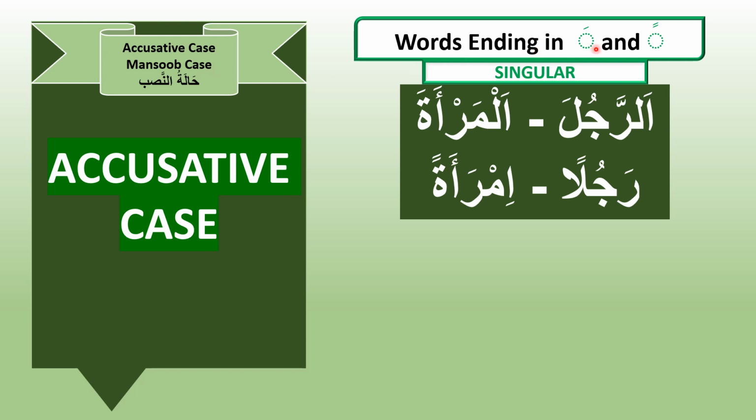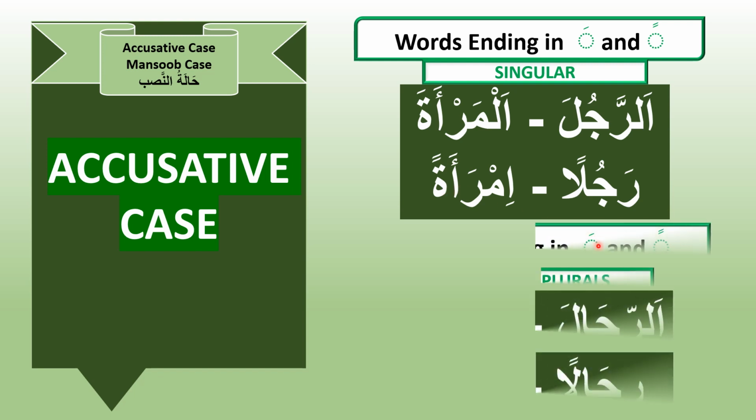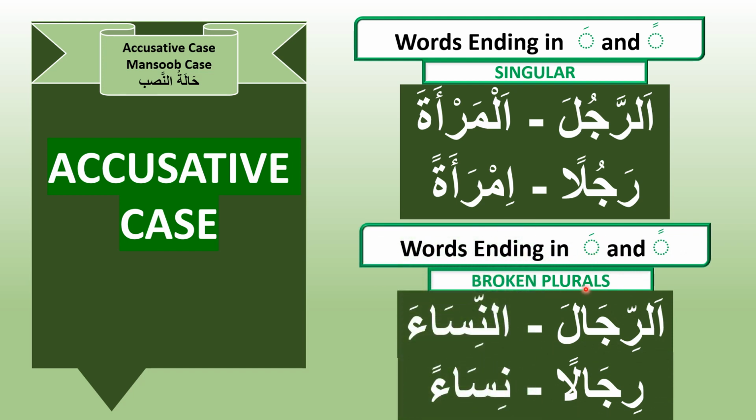Words ending in a or an will be in the accusative case, and this will apply to all singular words like ar-rajula, al-mar'ata in the ma'rifa form, and in the nakira indefinite form, rajulan, imra'atan. So we can hear the an sound coming out. This will also apply to broken plurals, words ending in a and an, like ar-rijala and nisa'a with alif lam ma'rifa, rijalan and nisa'an without alif lam.